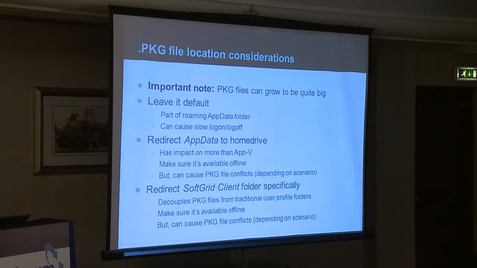One of the things that's important when you're redirecting app data or the SoftGrid client folder is that you have to make sure that they are available when you're working offline. Because if not, a user will start the application, and depending on the configuration, some applications, or none of the App-V applications, might actually start, because it's hard-coded to use a path that is not available to store personal settings. Also, one of the issues with PKG files in an offline scenario is that the PKG files are synced using offline files.